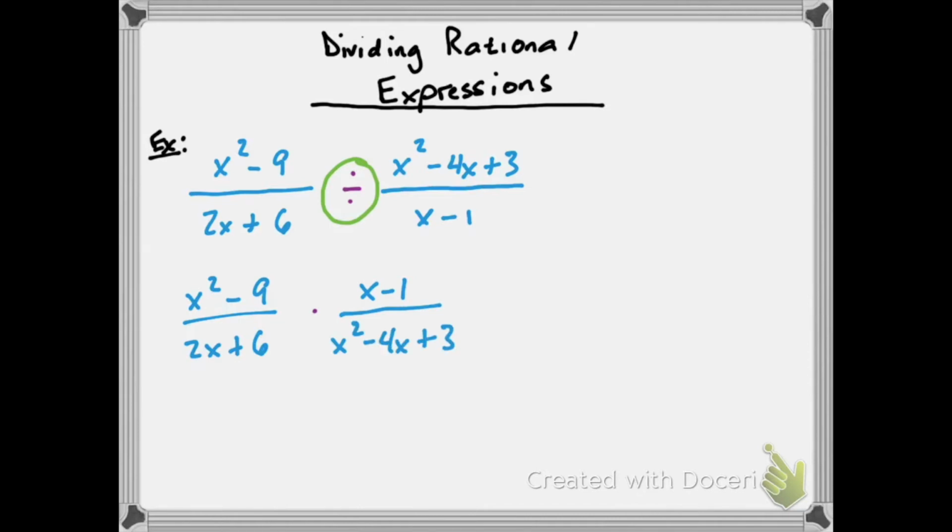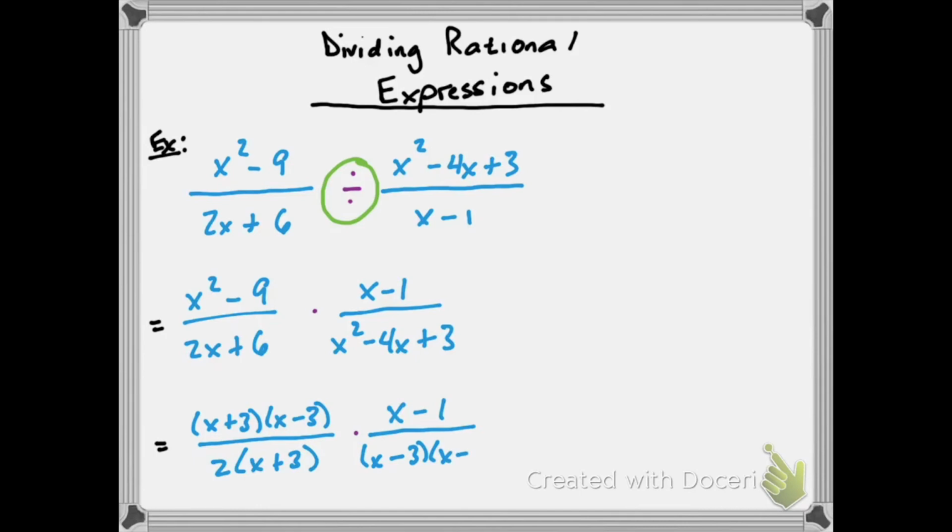Now I can treat it like I'm multiplying two rational expressions. We're going to simplify and factor everything that we can. So the x squared minus 9 will become (x plus 3)(x minus 3). The denominator has a greatest common factor of 2. The right fraction, nothing to do in the top, but in the bottom we can factor into (x minus 3) times (x minus 1). Now we cancel out all of our common factors and just write what's left over.